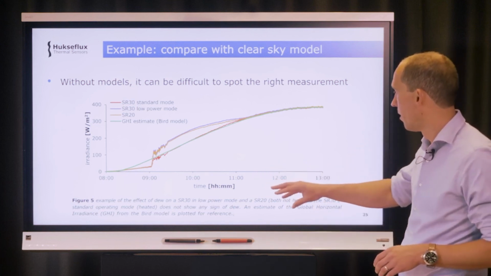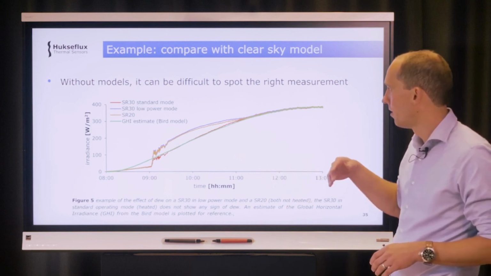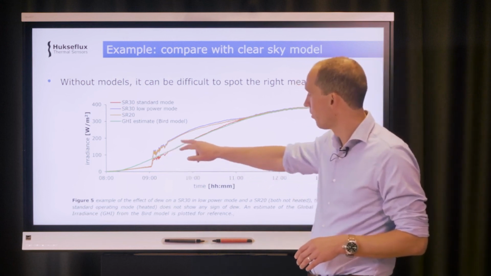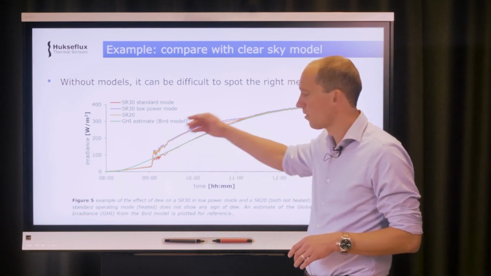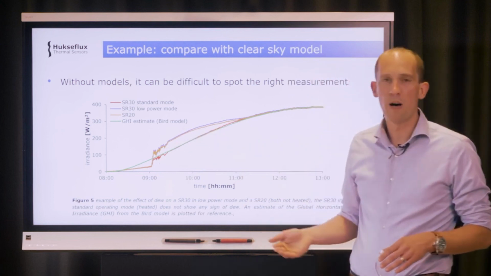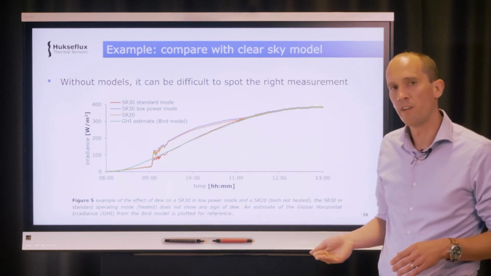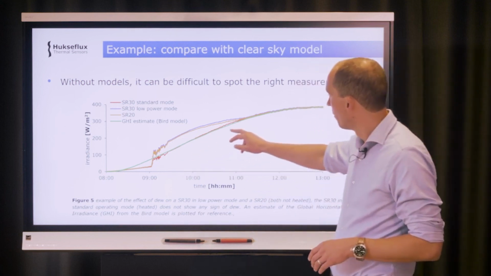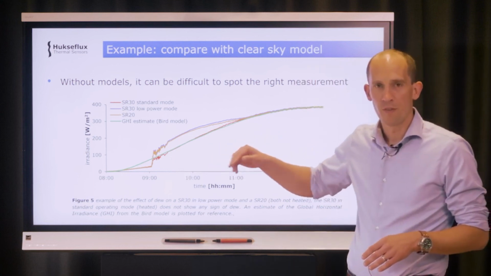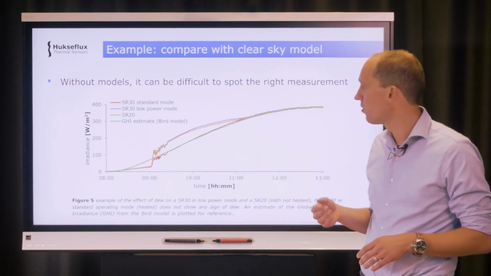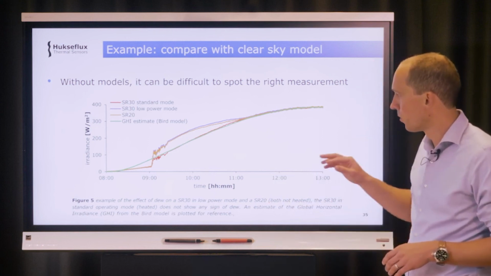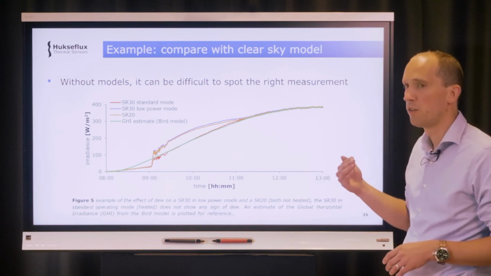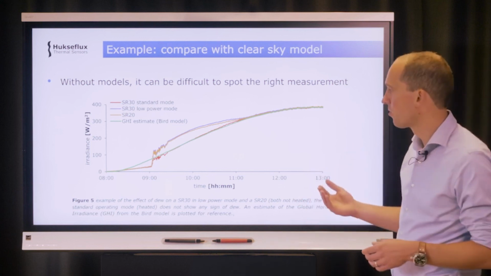You see here a measurement of an SR20 and 2 SR30s, where the SR20 is the orange line, the SR30 is the purple line. And the purple SR30 is running what's called a low power mode, so the recirculating ventilation and heating technology is not used. And then you have a red line here, which is the SR30 in its standard mode, so where actually ventilation and heating are applied inside the instrument. And the green line is a model line. It's an estimate of GHI, which you would get from a very simple model for a clear sky.